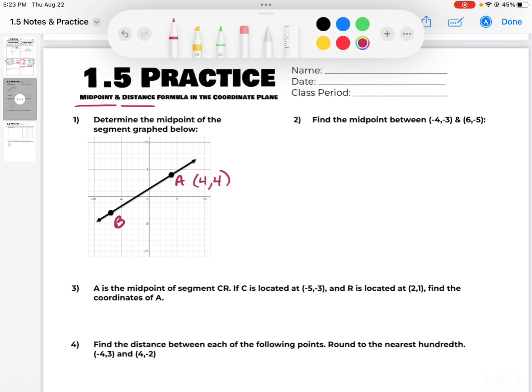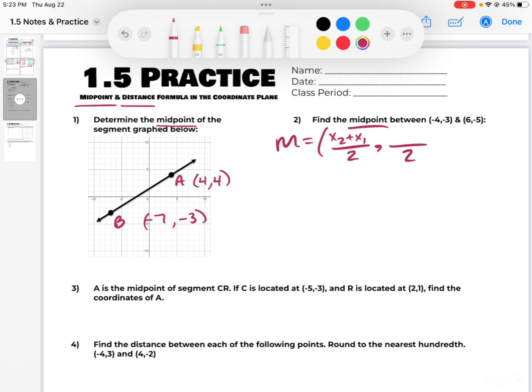out what they are. So this one's at 4, 4, and this one's over here at -7, -3. And so those will be the points that you use, and you're looking for their midpoint. So you're going to use the midpoint formula. Same thing for number 2, which I'll actually work out for us. It says find the midpoint. So I'm going to go ahead and just write that formula out here.